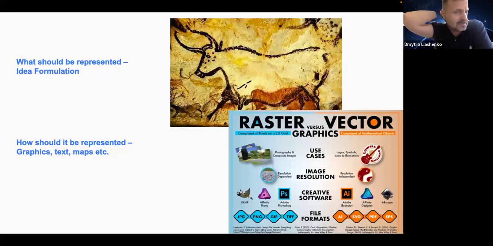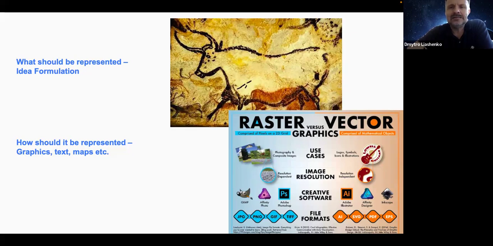two conceptions. First of all, speaking about graphic, speaking about representation of data, first of all, we should understand what kind of information, what idea should we represent. So the very important thing is idea formulation.